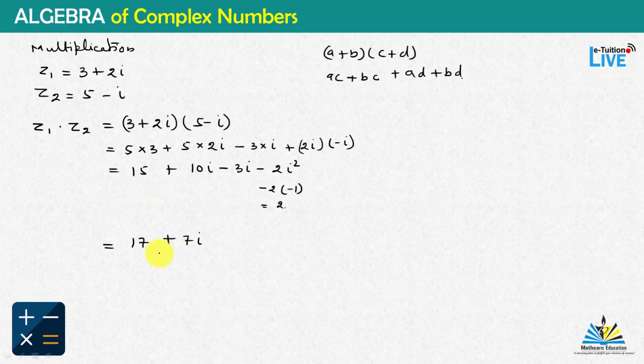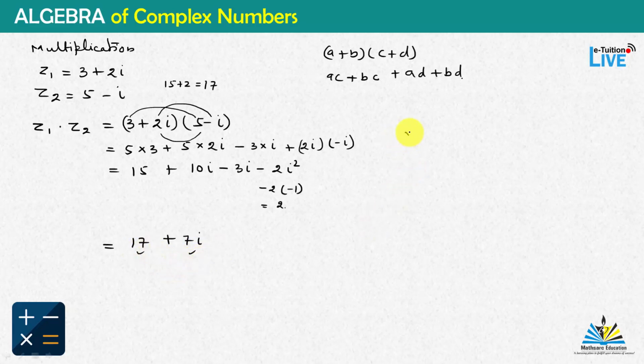You can also do it in a very short way, that is 3 into 5, that is 15, and here we are getting minus 2i square. So minus 2i square is plus 2. So the short trick is 15 plus 2, that is 17. So we have written 17 as the real part. Now how to get the imaginary part? So this is 5 into 2, that is 10i, and here we have 3 into minus i, so minus 3i. Hence 10i minus 3i is 7i. So we will get this as the product in short.